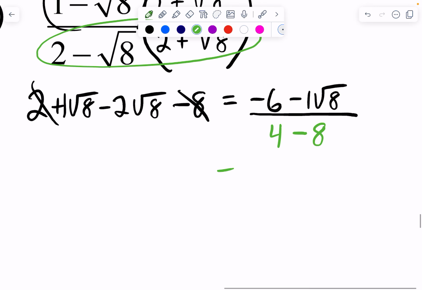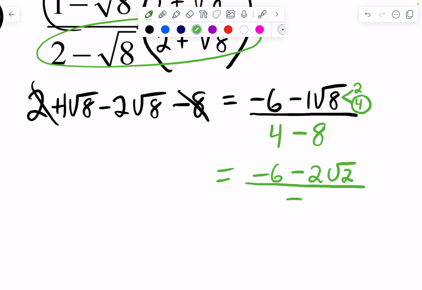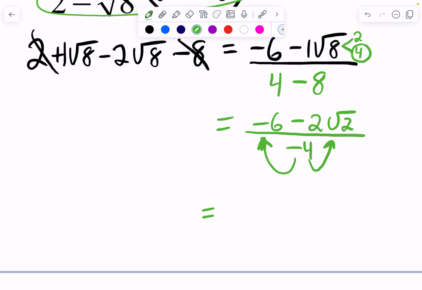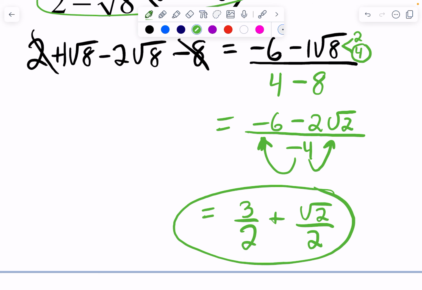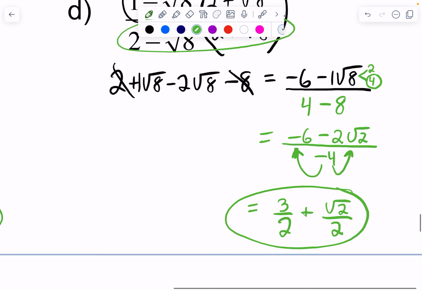That will give us negative 6 minus, this square root of 8 can be simplified to 2 times 4. Square root of 4 is 2, with a square root of 2 left over, divided by negative 4. That negative 4 must get divided to both terms, giving me a positive 3/2 plus a square root of 2 over 2. Remember, you can pause, rewind, and rewatch.